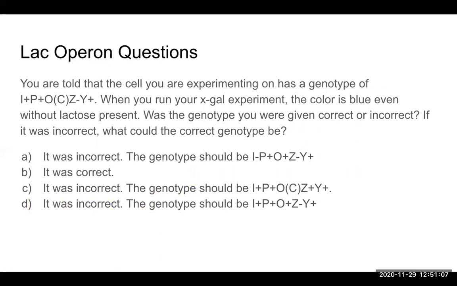This is another question. If you're given a cell and you're told that you're experimenting on it in an X-gal experiment, and the color is blue even without lactose, was the genotype you were given for the cell correct or incorrect? And if it was incorrect, what would the correct genotype be?